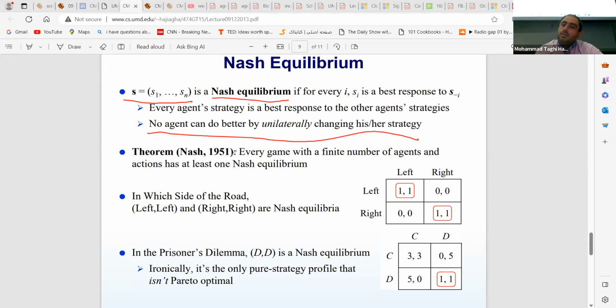Great. So this is a theorem by Nash. Every game with a finite number of agents and actions has at least one Nash equilibrium. So it should be finite, both the number of agents and the number of actions, and then there is at least one Nash equilibrium. That's a very non-trivial thing that Nash proved in 1951. And indeed, this is the one that he got a Nobel Prize for.